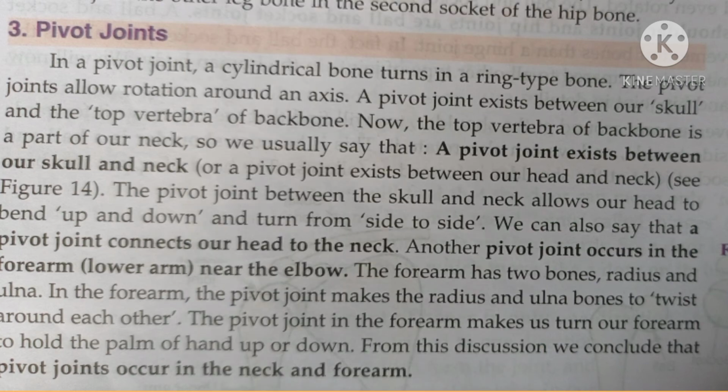The pivot joint between the skull and neck allows our head to bend up and down and turn from side to side. Another pivot joint occurs in the forearm near the elbow. We know that the forearm has two bones, radius and ulna. In the forearm, the pivot joint makes the radius and ulna bones twist around each other.